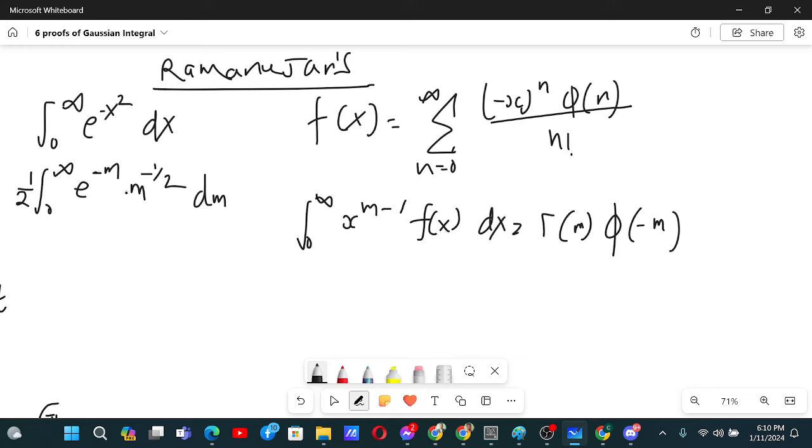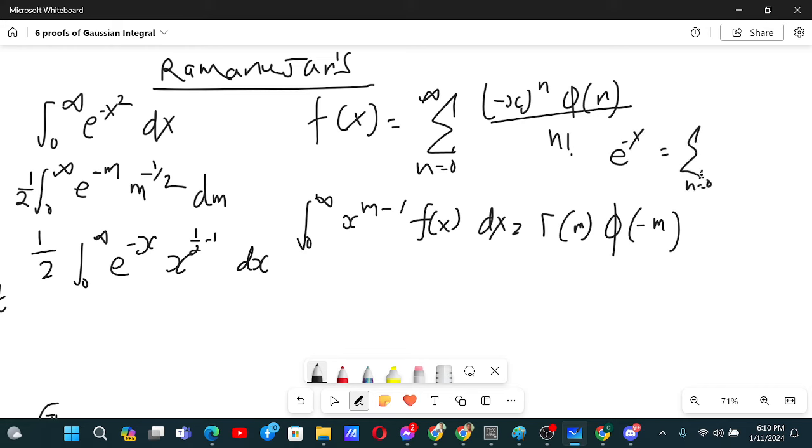Now over here we have m to the power minus 1 by 2, which is 1 by 2 minus 1. Let's write it as x, that will be easier. e to the power minus x, and we will have x to the power 1 by 2 minus 1 dx. Now we need to find the series of e to the power minus x first. Series of e to the power minus x is the sum from n equals 0 to infinity of minus x to the power n by n factorial.